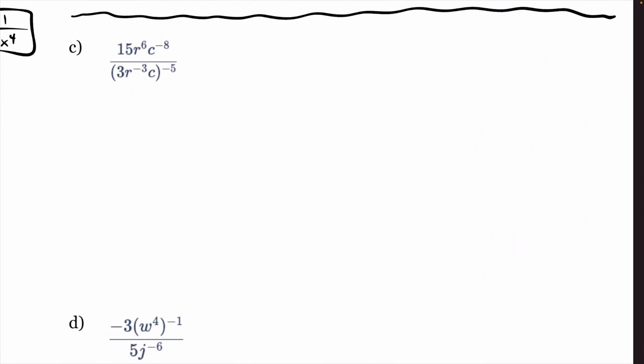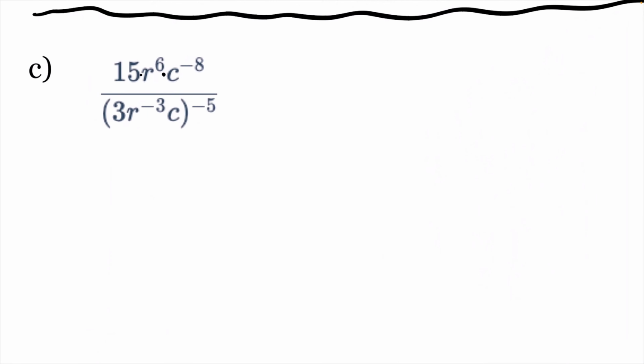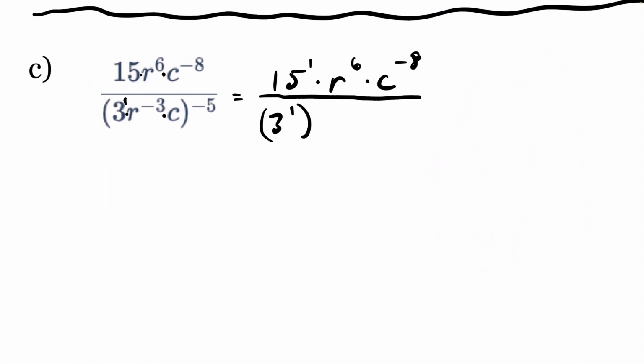All right, so here we go. Parentheses first. The top doesn't have parentheses, it's going to stay: 15 to the first power, R to the sixth power, C to the negative 8. The bottom, every one of those terms is going to get a negative 5 power.